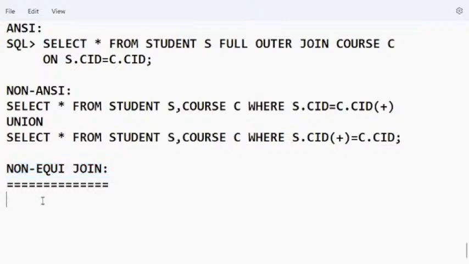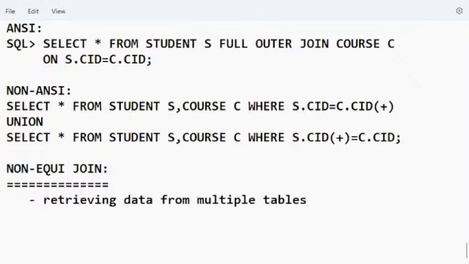That's called as what now? Non-equi join. Write down below: retrieving data from multiple tables based on any condition except an equal operator.